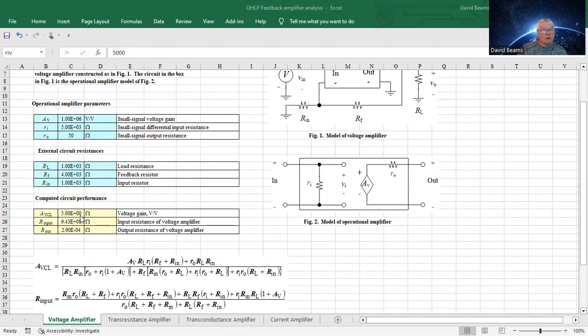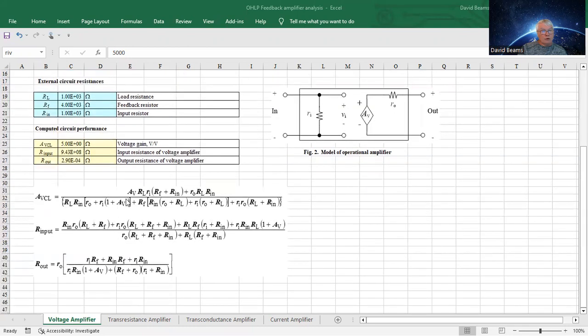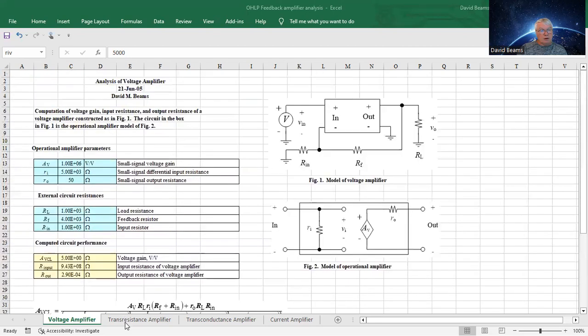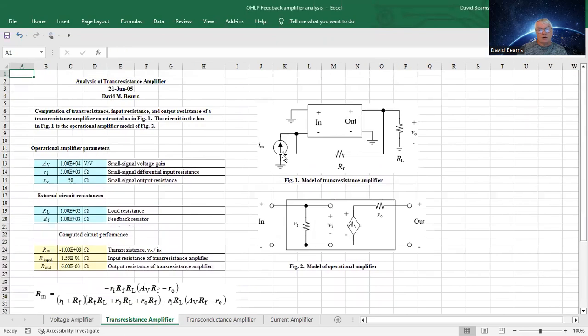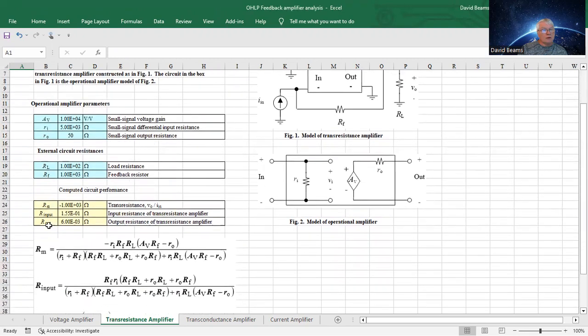Here's the closed loop voltage gain, volts per volt, the input resistance seen by the input signal source, and the output resistance of the voltage amplifier with those parameters, computed from the formulas that you see here. The second tab is of a transresistance amplifier. That is a current in, voltage out model of the operational amplifier, external circuit components, and the calculated performance: the transresistance, the input resistance, and the output resistance.